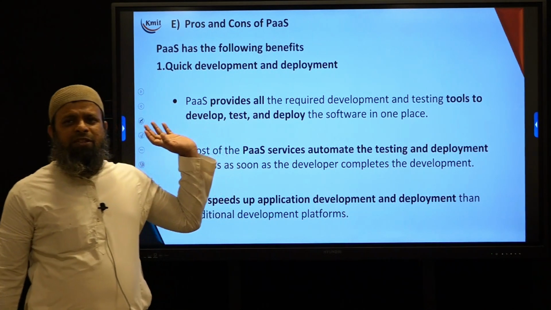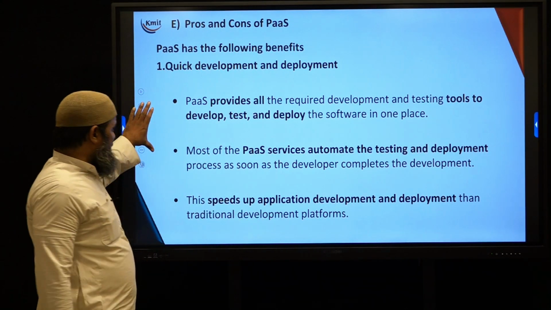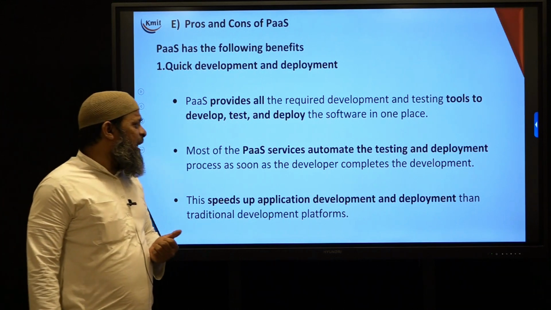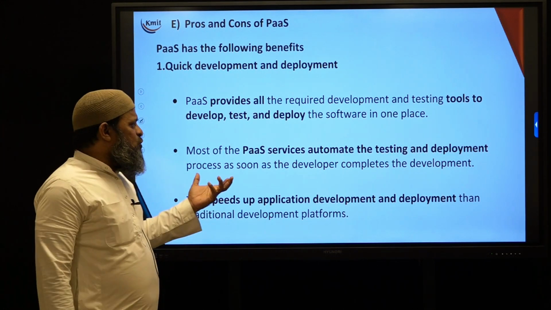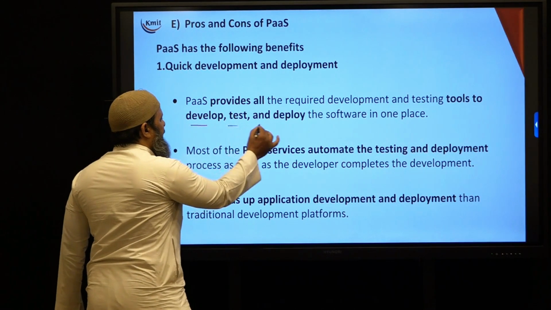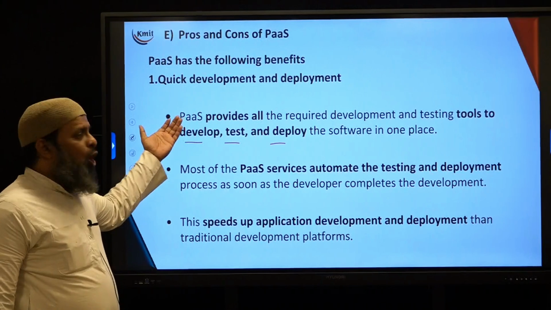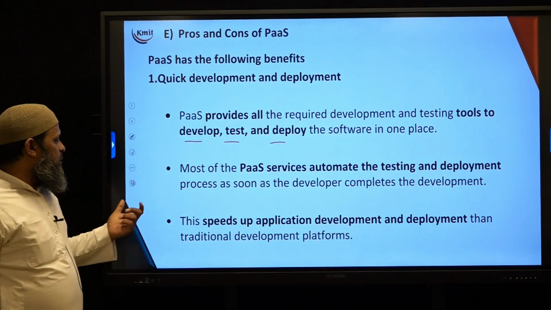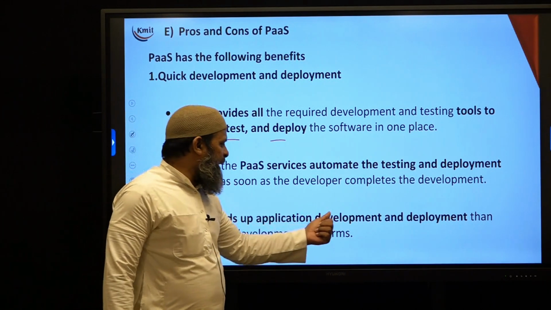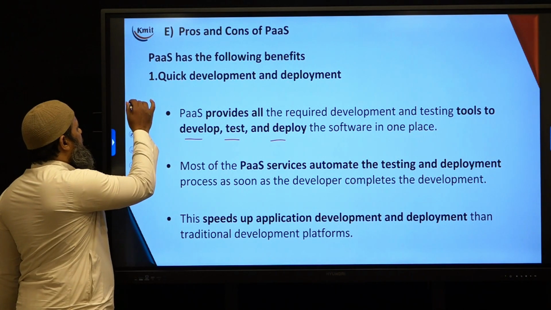Advantages. So that is what suitability we said, when PaaS can be used and how things can be done. Now the next thing is, what are the benefits with PaaS? Quick development and deployment. As I said, everything is automated over here. Testing is automated and deployment is faster, and all the tools are provided to develop, test and deploy at one place. So development time comes down. So that is an advantage, quick development and deployment time. This speeds up application development and deployment compared to traditional development platforms. So one advantage is this, development time is faster.